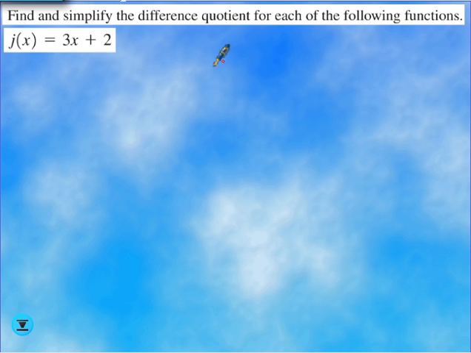In order to do this, again, f of x, to find the difference quotient, we'll call it the dq. We'll say instead of f of x plus h, we've got j's here. So j of x plus h minus j of x all divided by h. I know what j of x is. It's given to me. It's 3x plus 2.